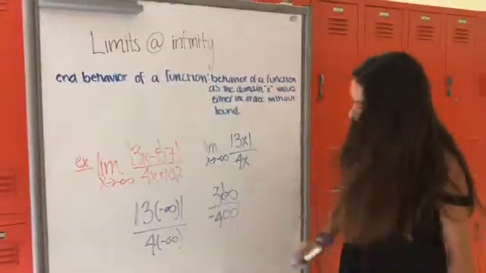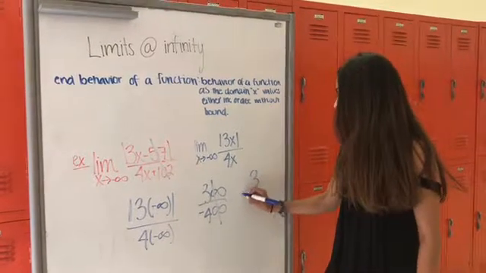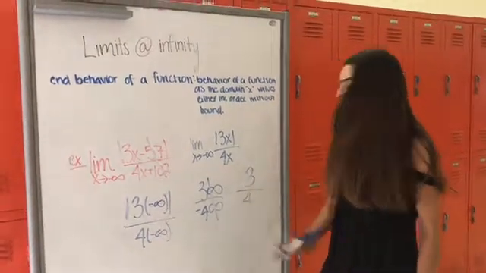The infinities cancel out, and then you're left with 3 over negative 4.